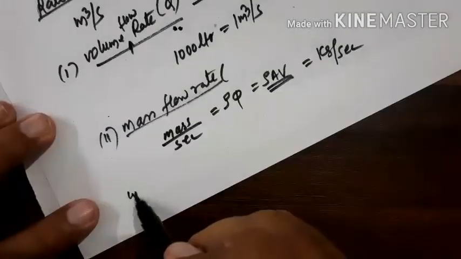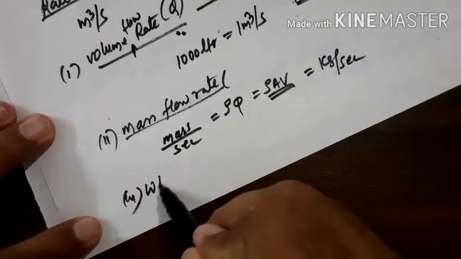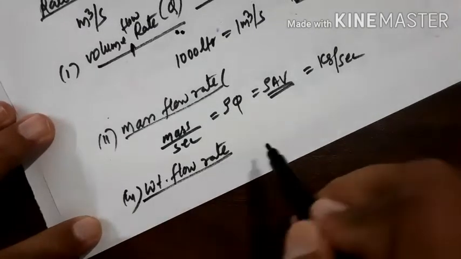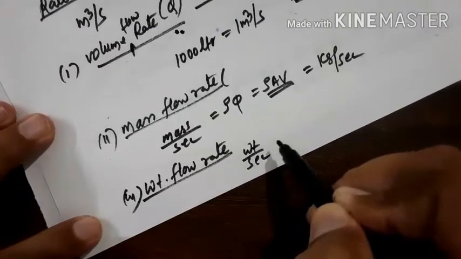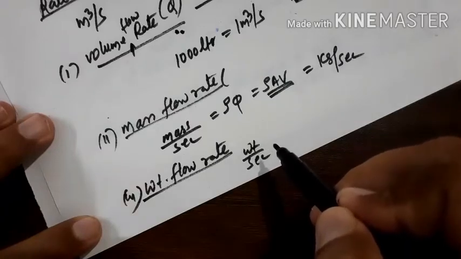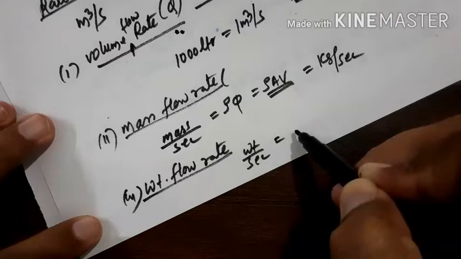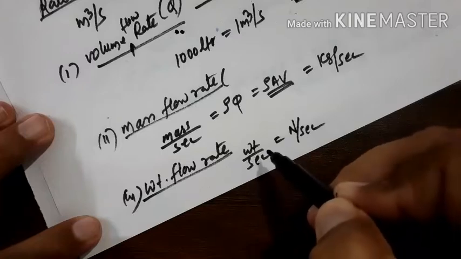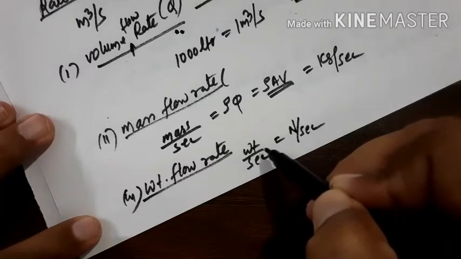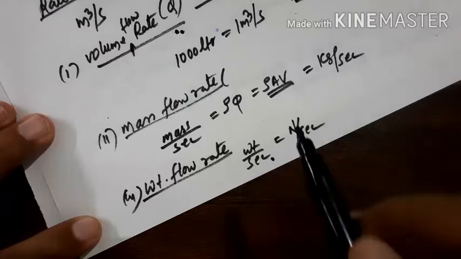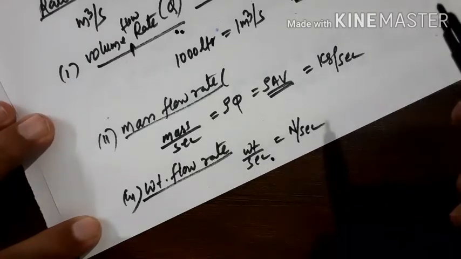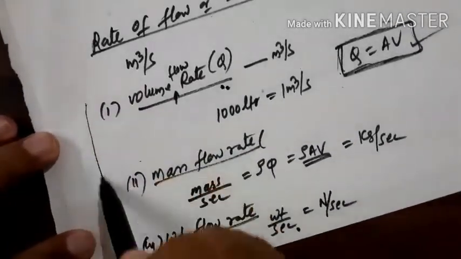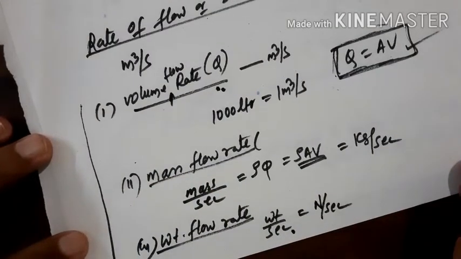And one more, third, is weight flow rate. How can it be defined? This is weight per second, that is, weight of fluid flowing across a section per unit time. So this is Newton per second. The weight of fluid flowing across the section per unit time is called weight flow rate. These are some basic things which we will be using in the impact of jet chapter.